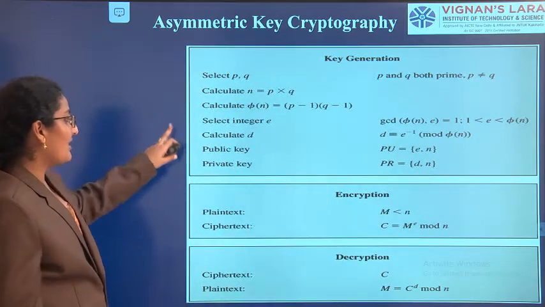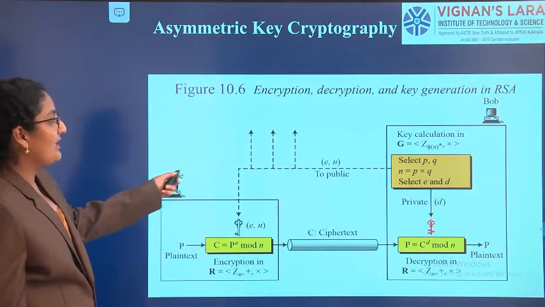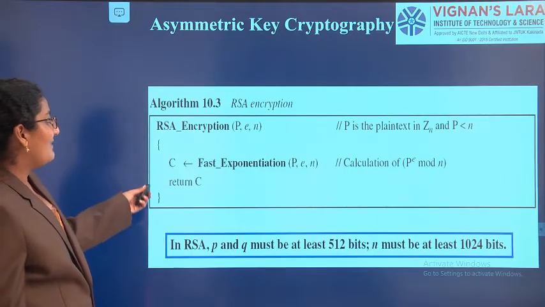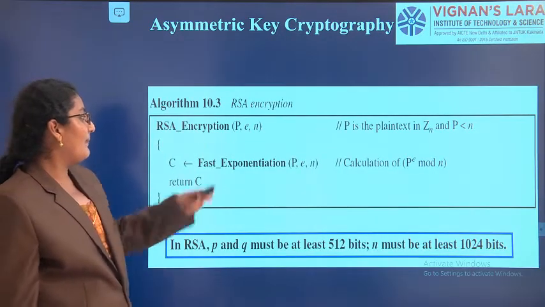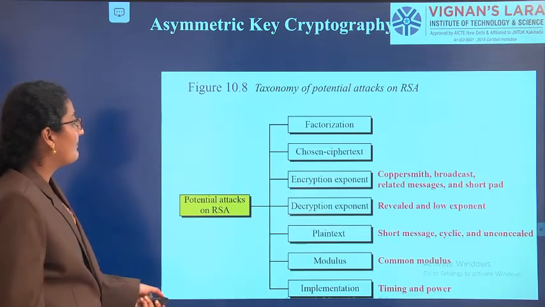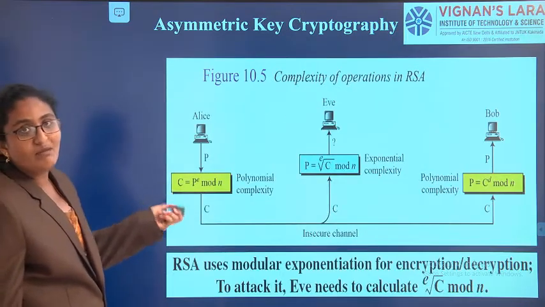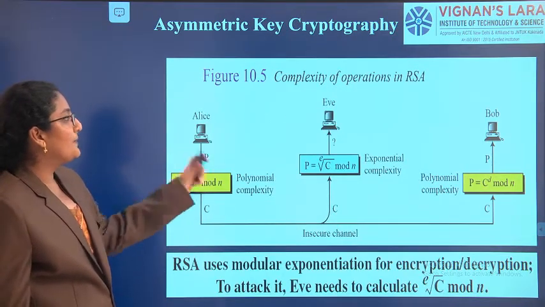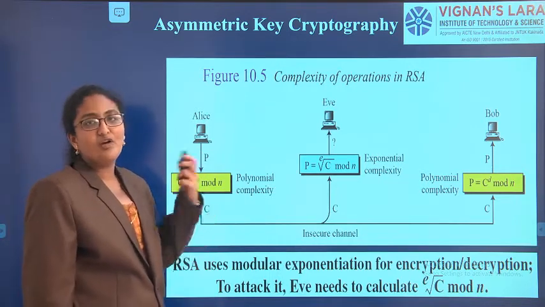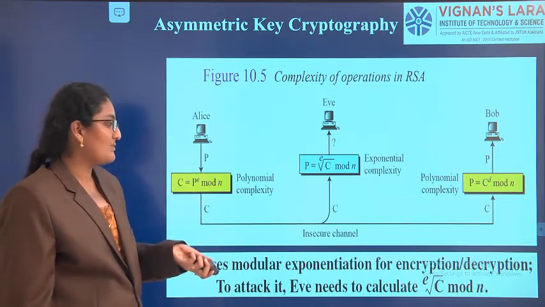So 3 steps: key generation, encryption, decryption. This is how the RSA algorithm works. At encryption we need plain text and the public key. At decryption we need ciphertext and the private key. So these are the problems we have in RSA. When two people are talking, if somebody comes in between as an attacker, they cannot do anything with the ciphertext because we have the encryption exponent and decryption exponent problems.